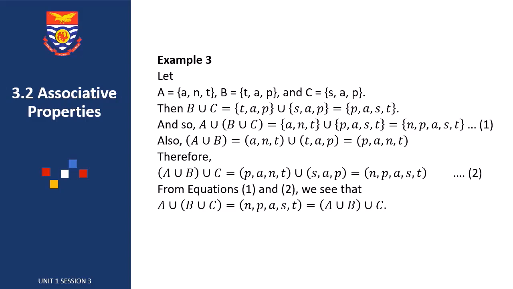Now when you study equation 1 and equation 2, you will discover that the two answers are the same. So that leads us to conclude that A union (B union C) is equal to N, P, A, S, T, which is also equal to (A union B) union C.